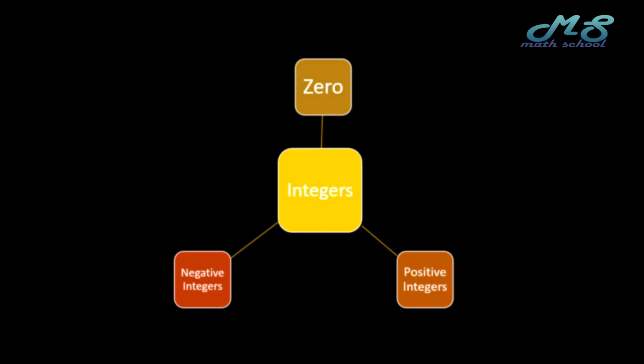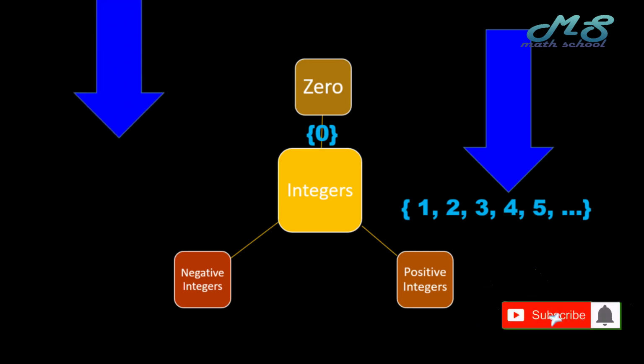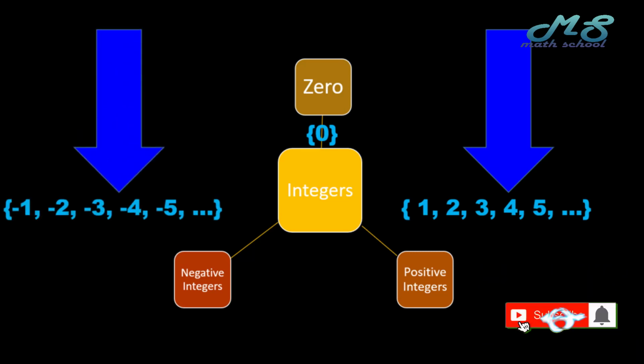We can divide the integers into 3 sets. The first set is the 0 set. The second set, guys, is the positive integers. Positive integers are 1, 2, 3, 4, 5, and so on. The negative integers are negative 1, negative 2, negative 3, negative 4, and so on. Now, integers contain 3 sets: the 0 set, positive integers, and negative integers.